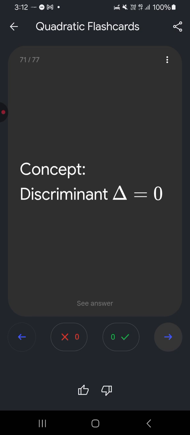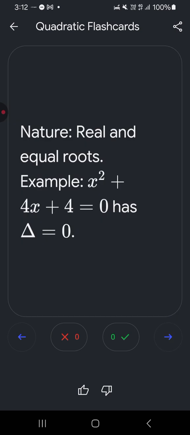What is the concept of discriminant is equal to 0? Real and equal roots. For example, in the quadratic equation x square plus 4x plus 4 is equal to 0, the value of discriminant will be 0.